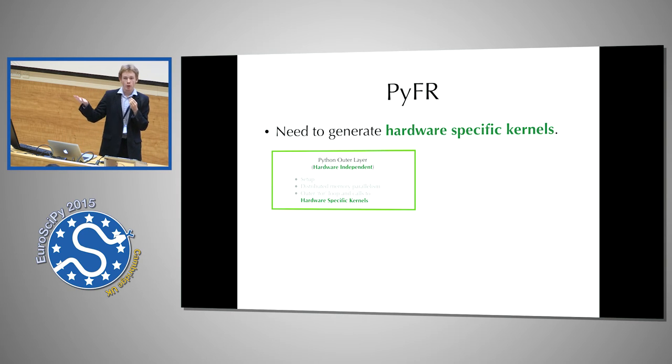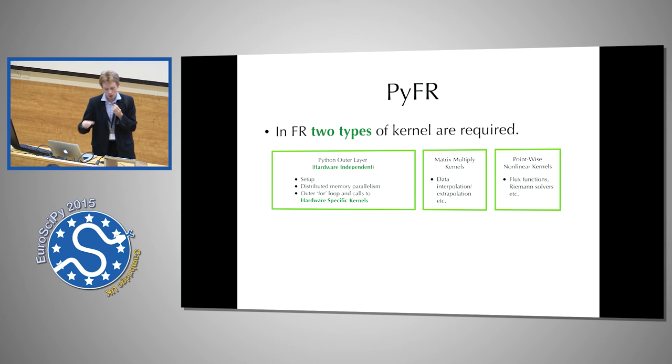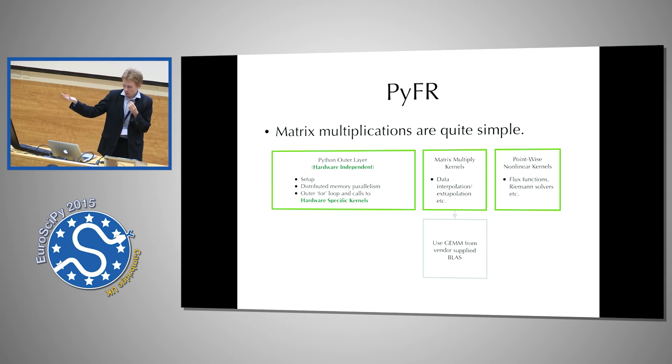Then, of course, if we want to run on a variety of platforms and we want to do so performance portably, we need to generate the hardware-specific kernels. Now, one of the nice things about the flux reconstruction approach, and one of the reasons it works so well on modern hardware platforms, is that the operations can be split down into matrix multiplications and pointwise nonlinear kernels. So pointwise nonlinear kernels may be evaluating the flux or performing a so-called Riemann solve inside the domain. Now, matrix multiplications are nice because we can just call GEMM from a vendor BLAS. Every single parallel programming coprocessor accelerator comes with high-performance BLAS libraries, be it cuBLAS, clBLAS, MKL, that have an optimized GEMM routine. So all we're really left with is how do we generate these platform-specific pointwise nonlinear kernels?